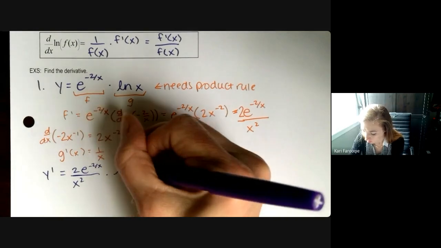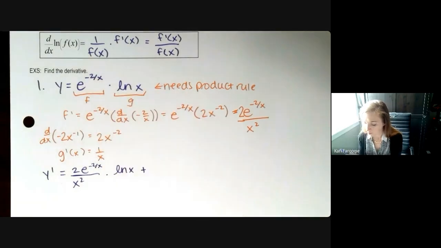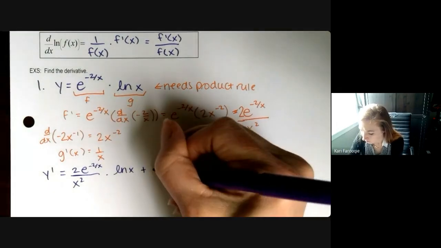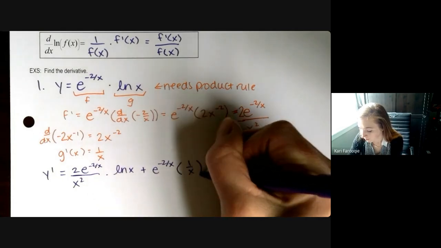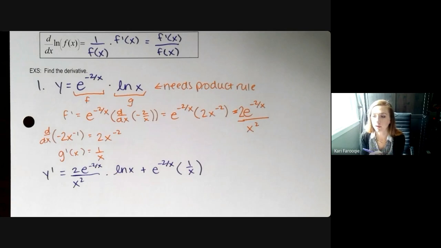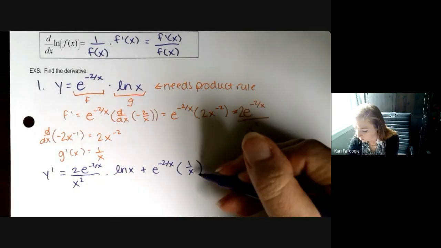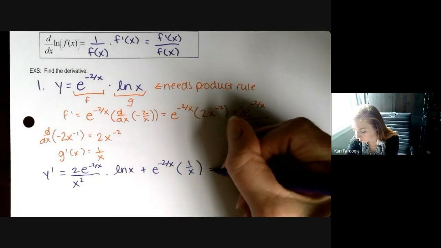G is the natural log of x, plus f, and then times g prime. So those are all the components together. There's not a lot you can really do to simplify this, but you can factor out the e to the negative 2 over x if you want to do that. And you can factor out one of the x's in the denominator.